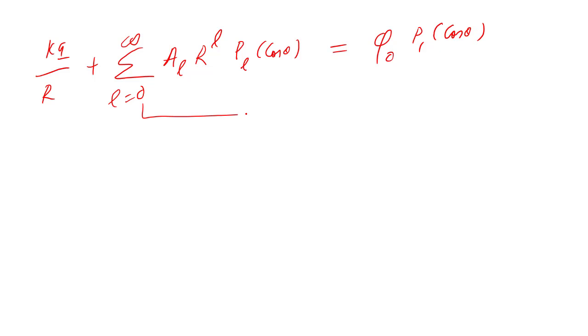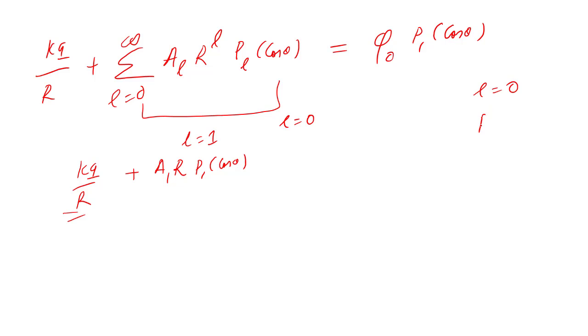So it won't work out if we just pick L equal to 1, because if I just pick L equal to 1, then what I would get is A1 R P1 of cosine theta, but I still have an extra term KQ by R. So somehow this KQ by R needs to be removed. So for that we consider the L equal to 0 term. So if we consider L equal to 0, P0 of cosine theta is simply 1.